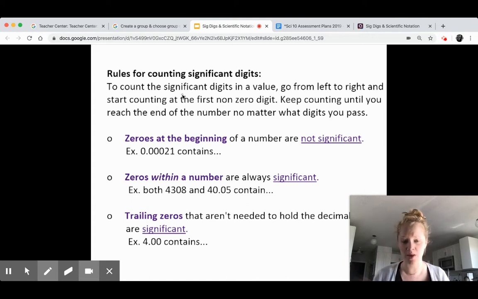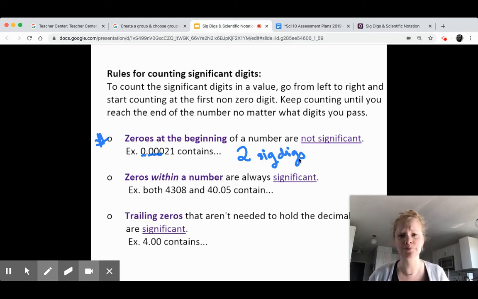What it means is you go from left to right, just like we would read normally. We start counting at the first non-zero digit, which means any other number except 0. You keep counting until you reach the end, no matter what digits you end up passing. Okay, so what that means is zeros at the beginning are not significant. We do not count these. So in this example, we pass over this zero, this guy, this guy. We only count the 2 and the 1. So this actually has 2 significant digits, or what you're going to hear me call them is sig digs.